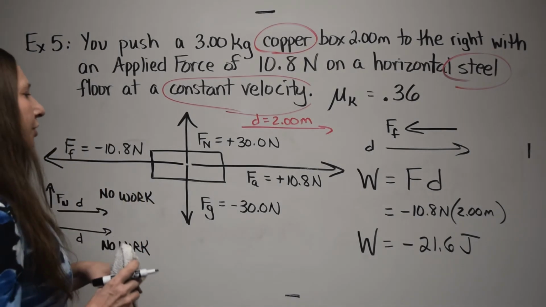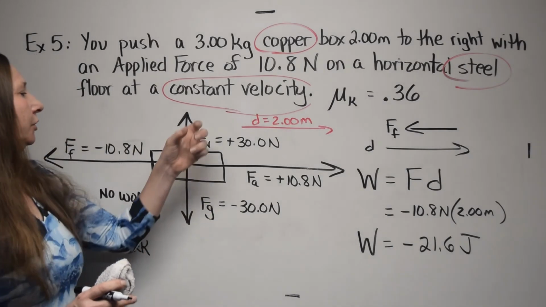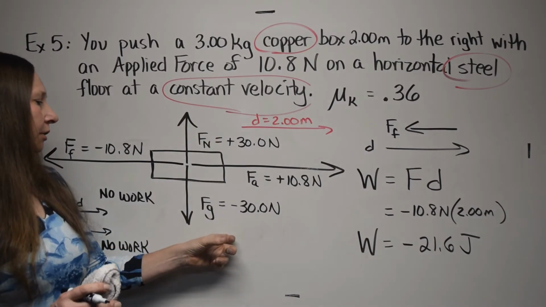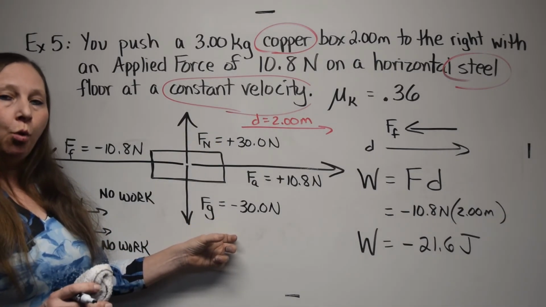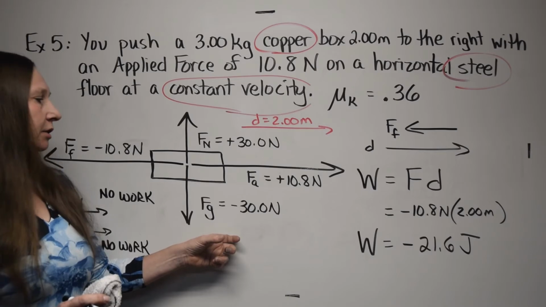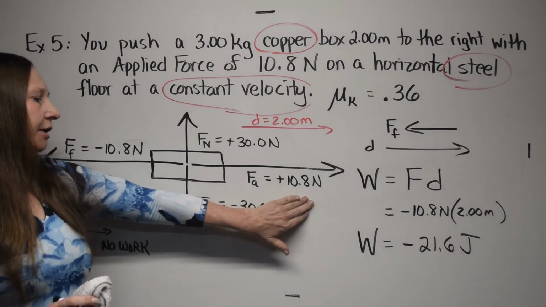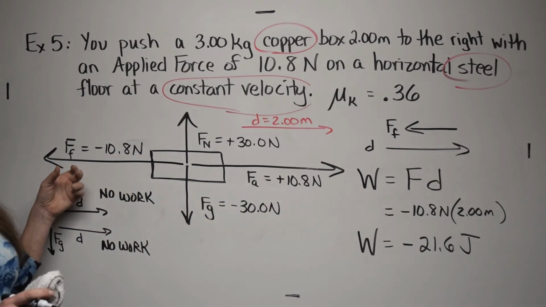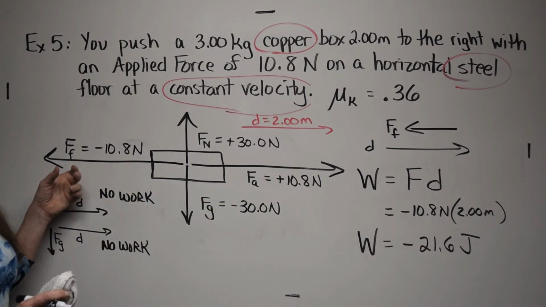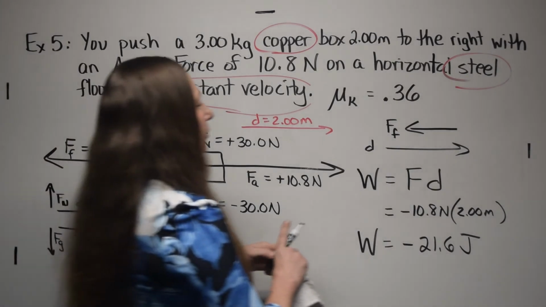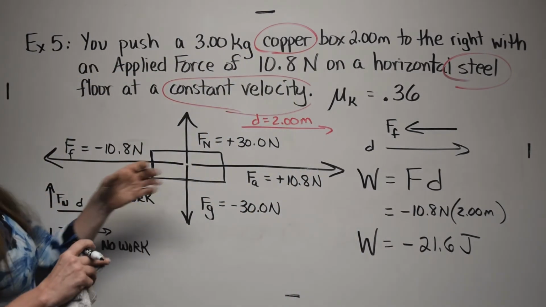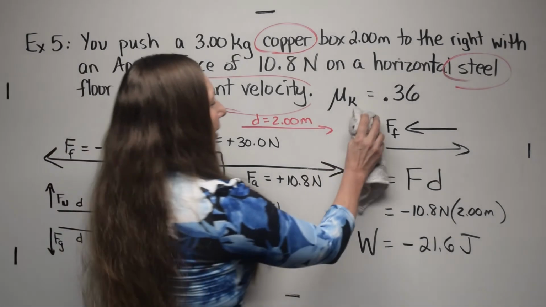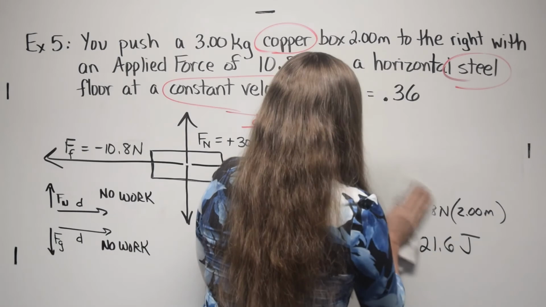So just to recap on the work, the normal force did no work because it was perpendicular to the displacement. The gravitational force did no work because it was perpendicular to the displacement. The applied force did 21.6 joules of positive work. The friction force did 21.6 joules of negative work. Now, what if you needed to calculate the friction? What if you couldn't assume that it was 10.8? Let's do that very quickly.